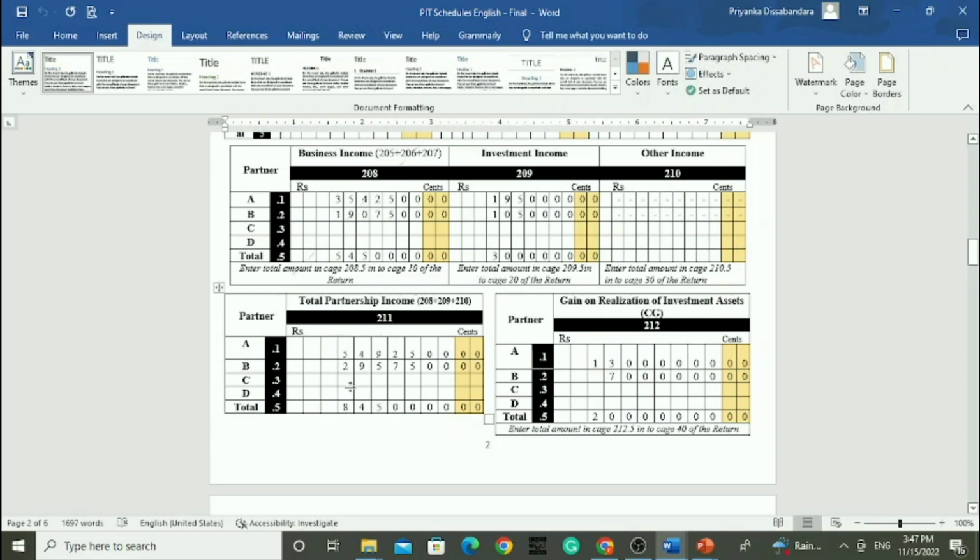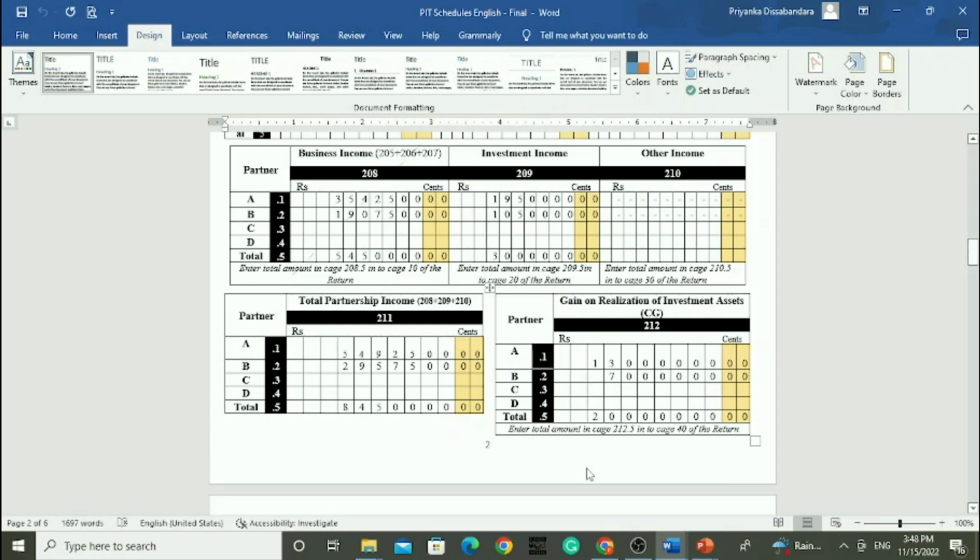After aggregating those amounts, for partner A the aggregate business and investment income will be 5,492,500, and for partner B, Miss Tilaka, the total income will be 2,957,500. Total assessable income will be 8,450,000. Then we have to separately identify the gains on realization of investment assets, that is capital gain.